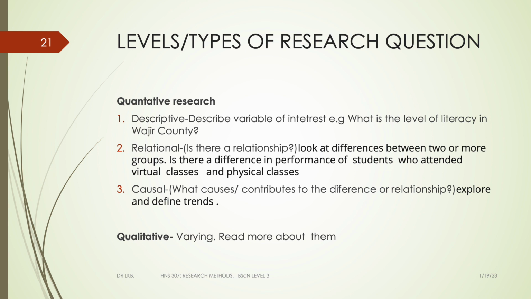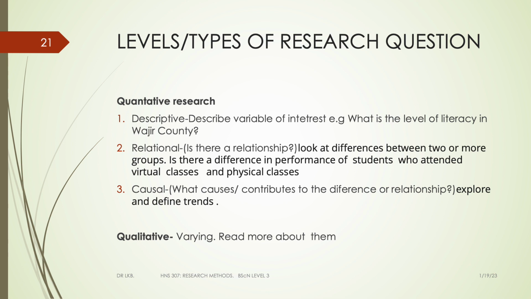The first level is a descriptive level. This level of research question, which is the lowest, just wants to establish or find out whether a phenomenon actually occurs. For example, what is the level of malnutrition in Wajir County? Or what is the level of literacy? So you're just basically describing the variable of interest. Then we go to the second level of research question, which is relational.